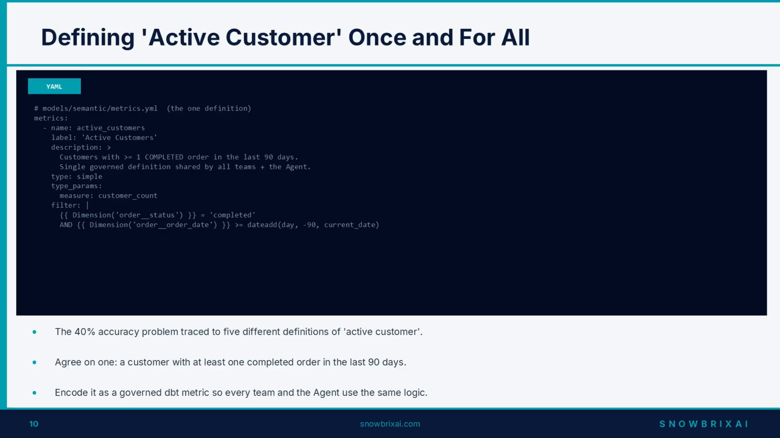Here is the one that mattered: active customers, defined once and for all. Remember the 40% problem. It traced to five different definitions of active customer. So the teams agreed on one. Read the description in the YAML: a customer with at least one completed order in the trailing 90 days. The filter pins it down: order status equals completed and order date within the last 90 days. Encode it as a governed metric, and every team and the agent use the same logic, one definition governed in Git. That is the core of the accuracy lift.